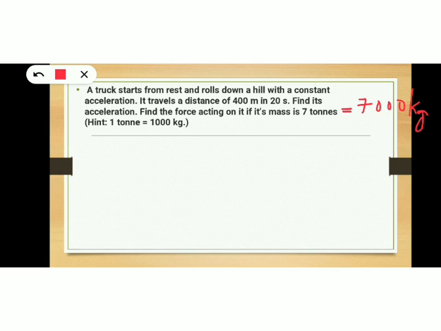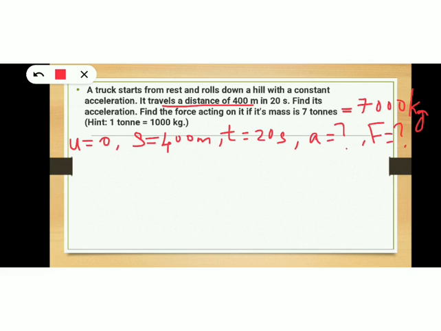Now, a truck starts from rest. If it starts from rest, then initial velocity will be 0. And it rolls down a hill with a constant acceleration. If it travels a distance of 400 meters, so displacement is given. What is that? 400 meter. In 20 seconds, time is given. Time is 20 seconds. Find its acceleration. So you should find out the acceleration. Also find the force acting on it. After finding out acceleration, you must find out the force acting on that truck. Okay. So here, first we should find out acceleration.